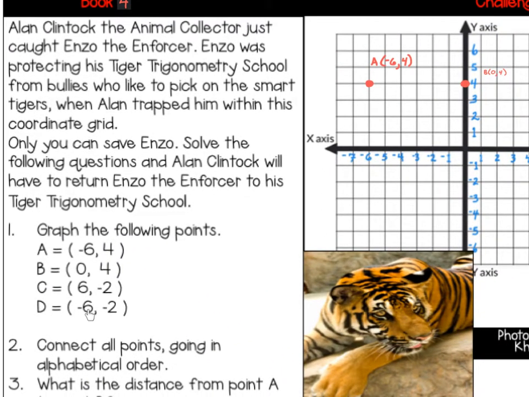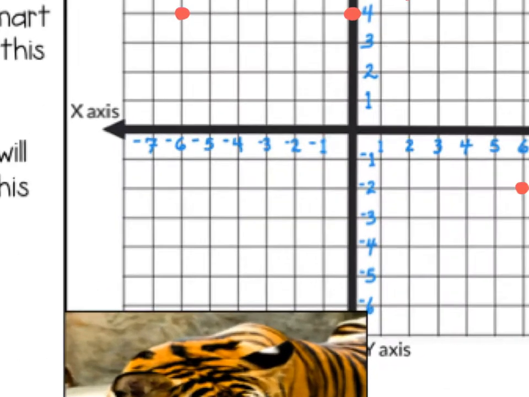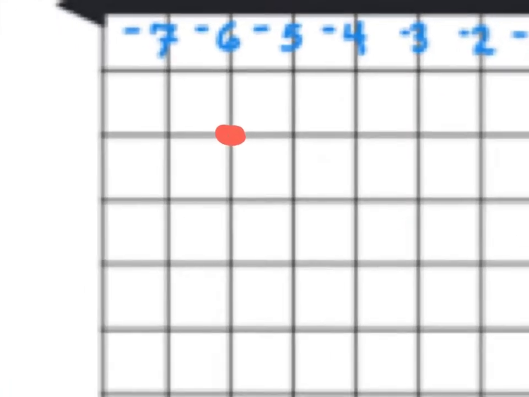And D is at -6, -2. So I'm going first into the -6 and then down into the -2 places. And let's go ahead and do that right now, my friends. So once again, I'm going to go -6, -2, and my point's going to go right there. So let's go ahead and plot that point right there. And that, my friends, is going to be point D.